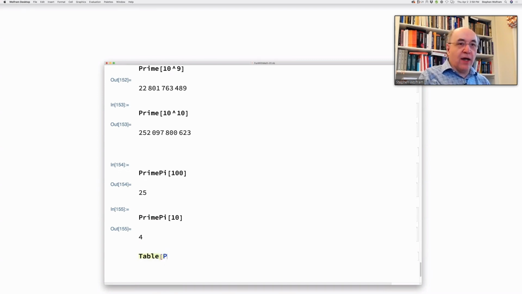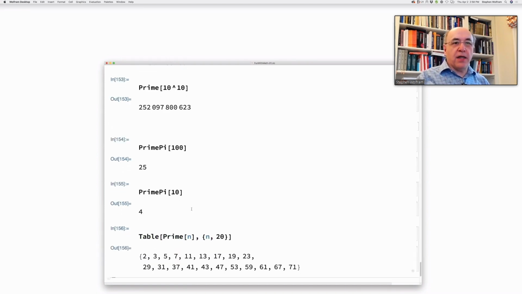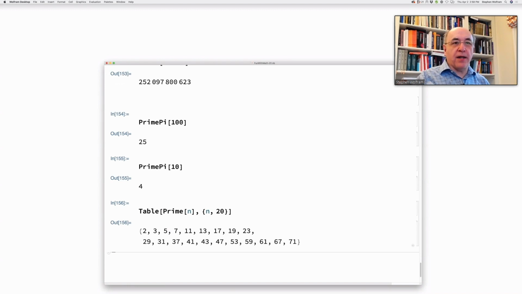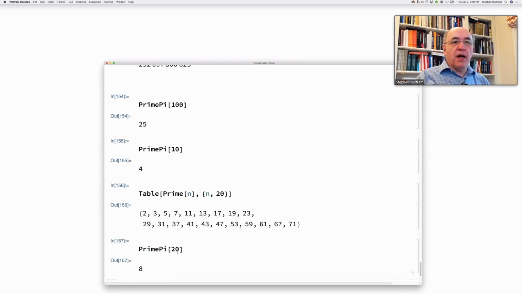Let's just work out the first, let's say, 20 prime numbers. Okay, let's see, how many prime numbers are there less than 10? Okay, we can just count them. There are 4 here. And so this is telling us there are 4 prime numbers less than 10. Okay, so let's do the corresponding thing for, let's say, 20. Prime pi of 20. So it says there are 8 prime numbers less than 20. Okay, so let's go figure that out. Yes, it seems to be correct.